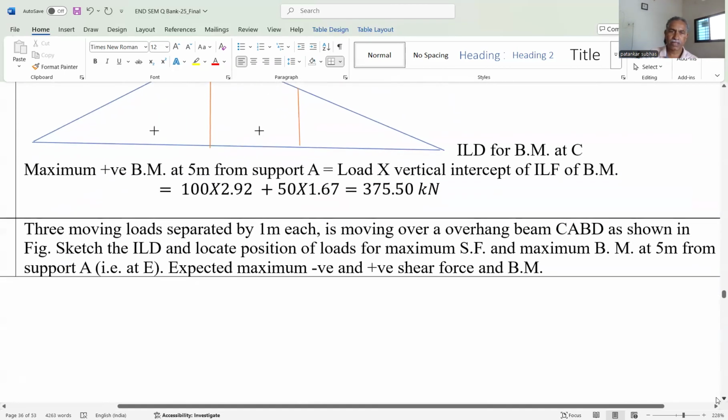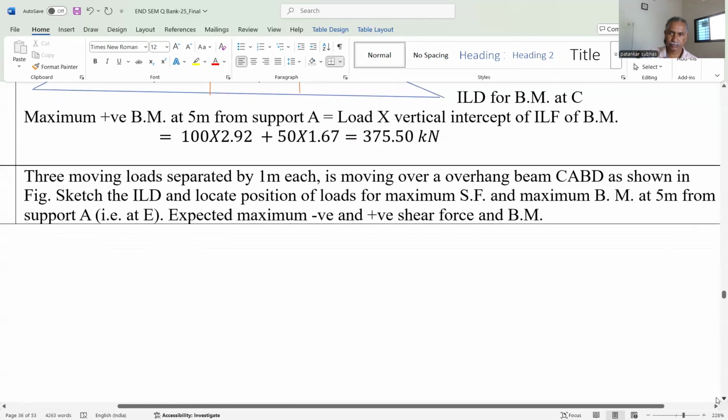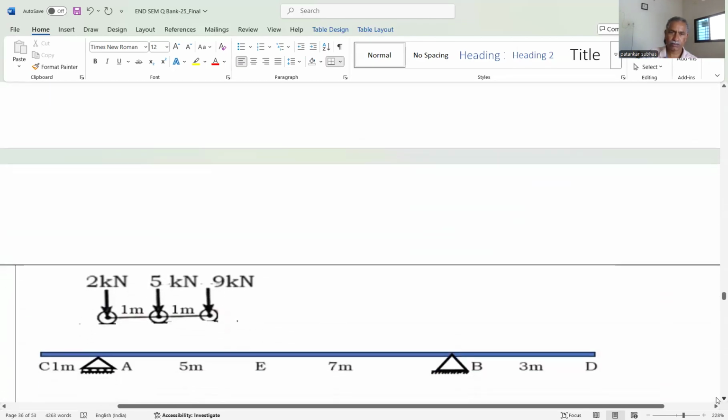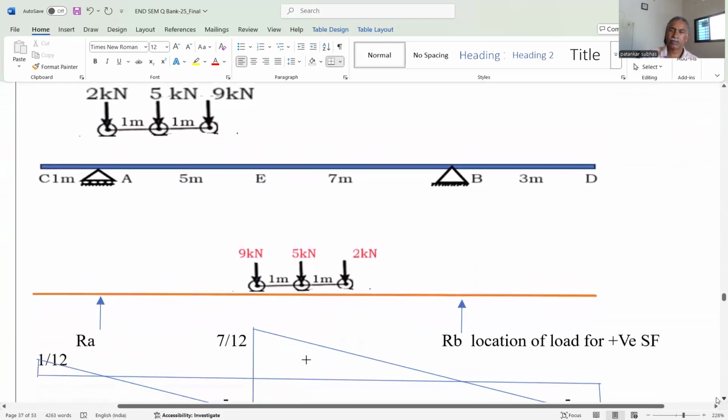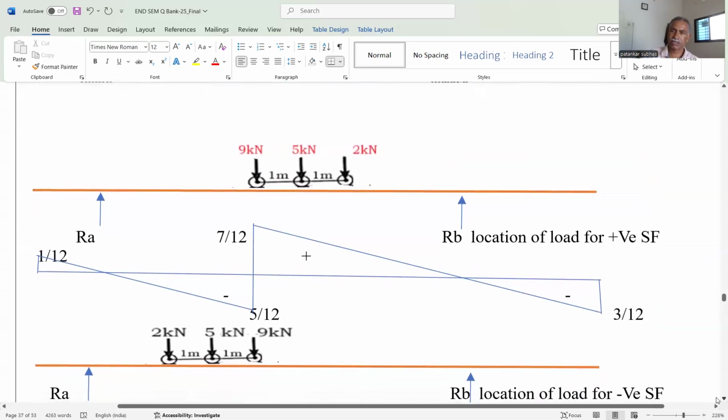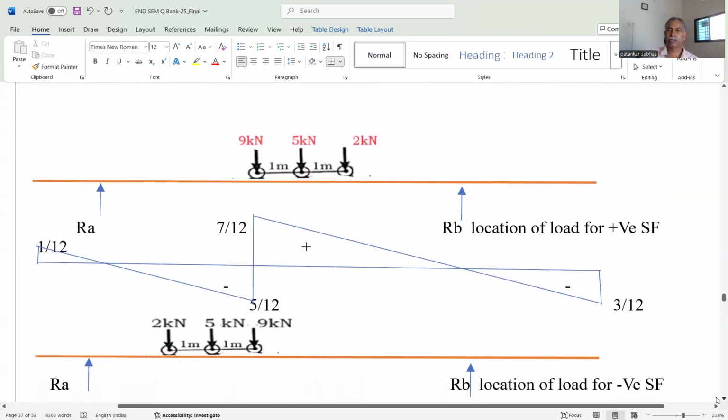In the same way we can draw the ILD for another problem. Here the beam is overhanging and three loads are moving over this beam girder: 2 kilonewton, 5 kilonewton, 9 kilonewton, and the distance between these three loads is 1 meter and 1 meter. We can move this from the C point to the D point. So again, we can locate the position of maximum positive shear force, maximum negative shear force, and maximum negative and positive bending moment, because the beam has overhanging portions.